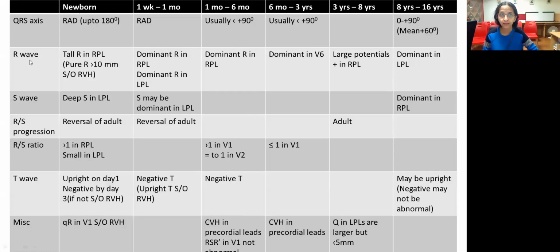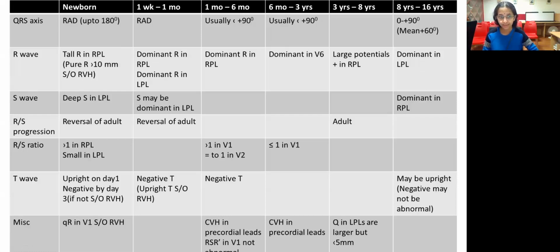So you have a dominant R wave in the right precordial leads in a newborn, whereas you have a dominant R wave in the left precordial leads in an adolescent child. The S wave, similarly, is more dominant in the left precordial leads in a newborn, whereas it is in the right precordial leads in an adult. So the RS progression, as you understand, we discussed in the last class, where you know that your RS ratio is going to be dominant in the right precordial leads in a newborn compared to the adults.